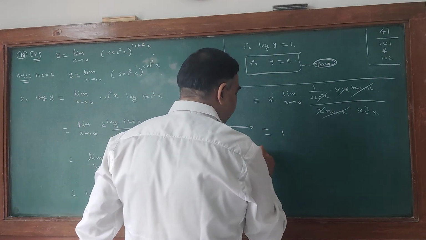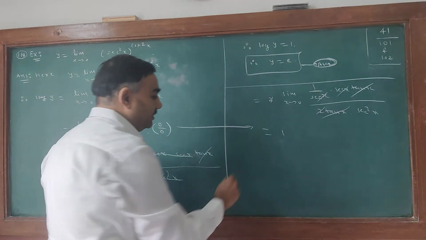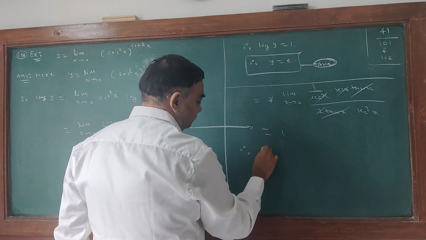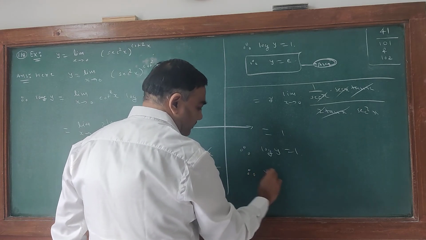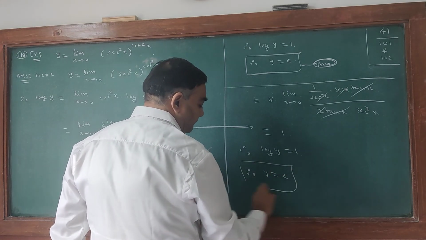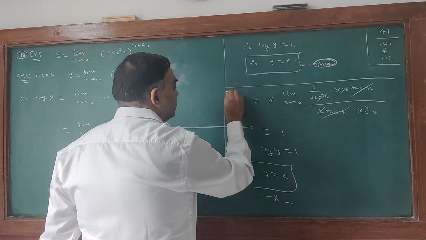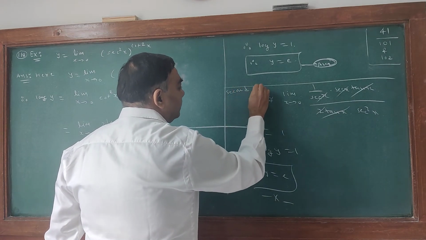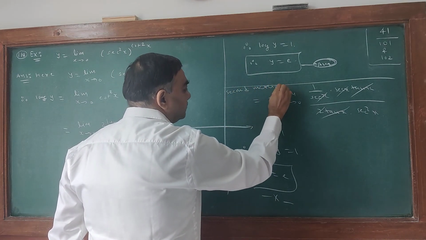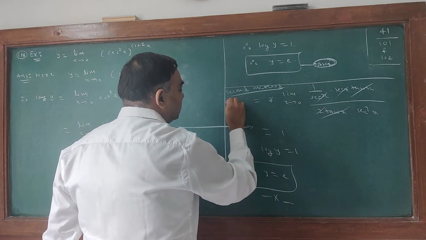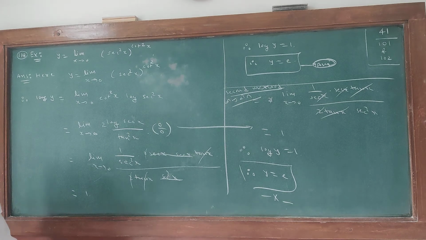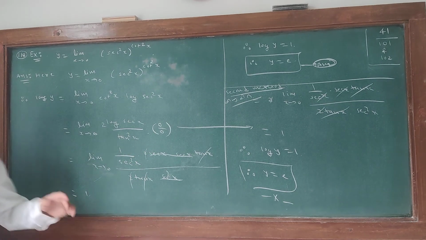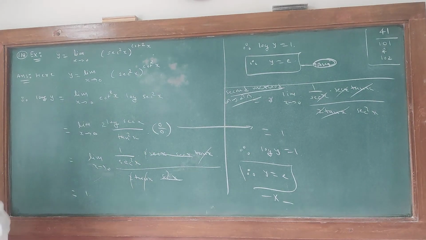So now you can cancel out both of these, 2 will be cancelled. Again the answer will remain the same, but the method is different. And again we have 1, and therefore log y is equal to 1, and therefore y is e. This is the second method. Either way you can do it, but this is the way we do it.